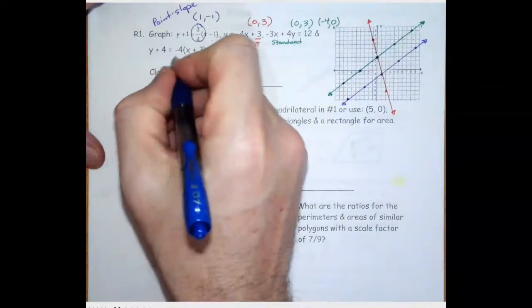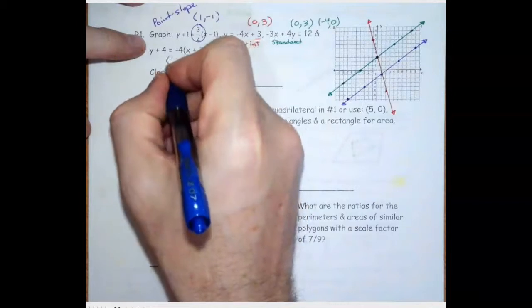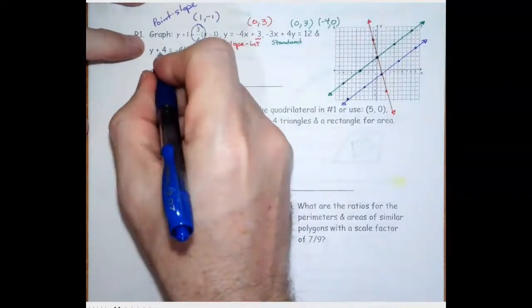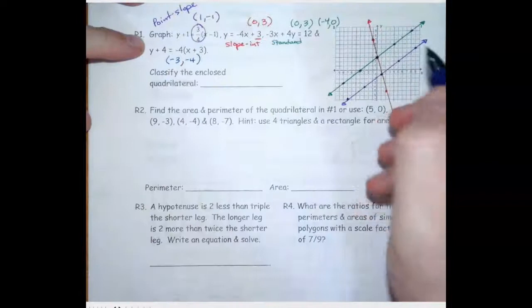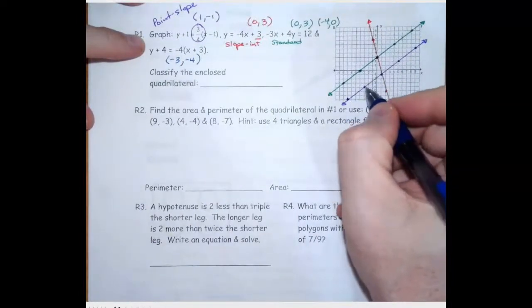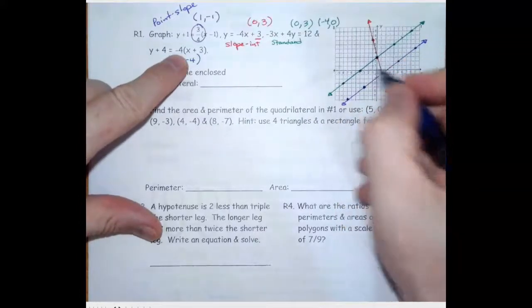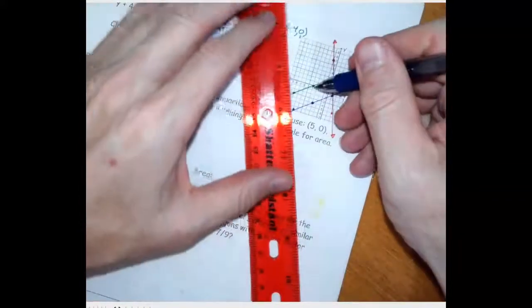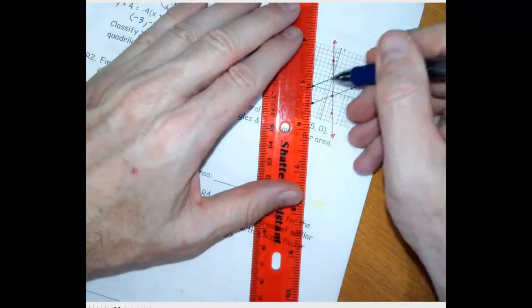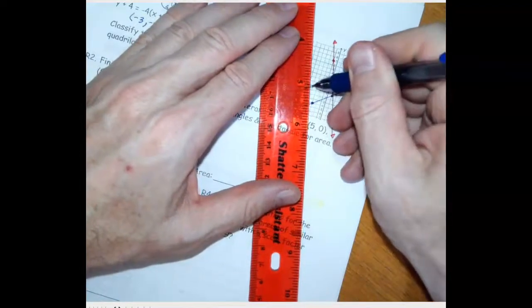So this is also point slope form. The point is the opposite of x and the opposite of y. So -3, -4. So that's right here. And the slope is -4. And so I don't really need all the points because I can see that by connecting these two sides I'm going to get this shape right here.